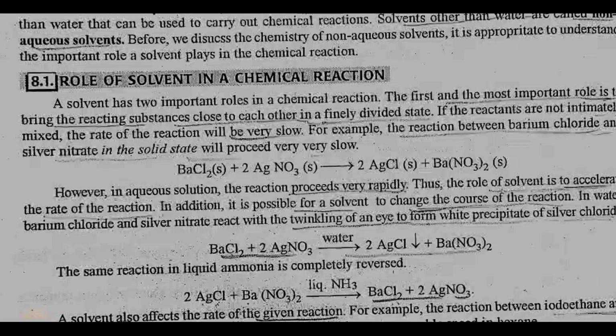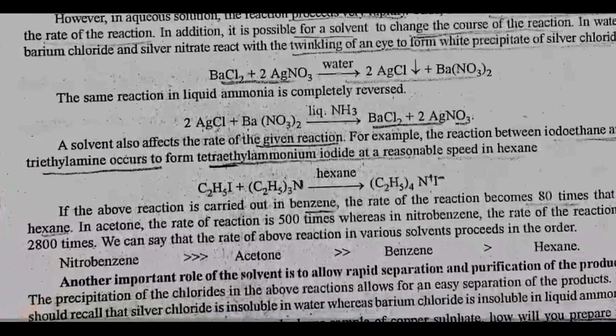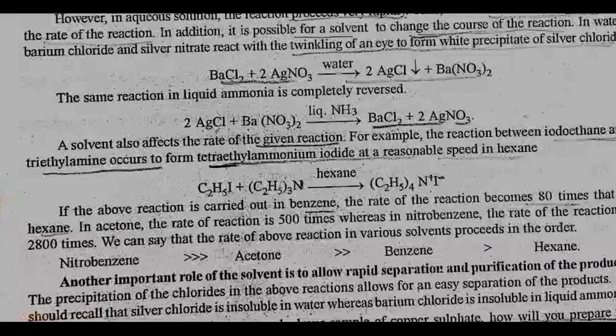In addition, it is possible for a solvent to change the course of the reaction. In water, barium chloride and silver nitrate react in the twinkling of an eye to form a white precipitate of silver chloride. The same reaction in liquid ammonia is completely reversed. 2AgCl plus Ba(NO3)2 in liquid ammonia converts into BaCl2 plus 2AgNO3.